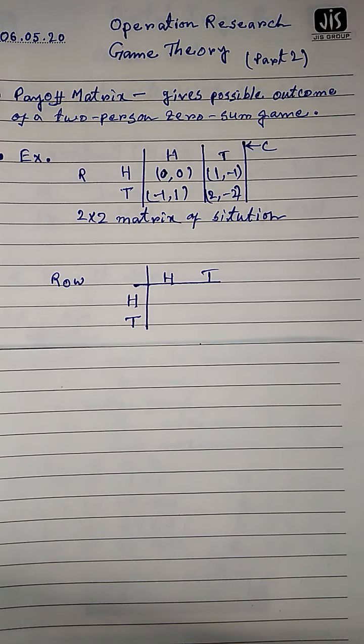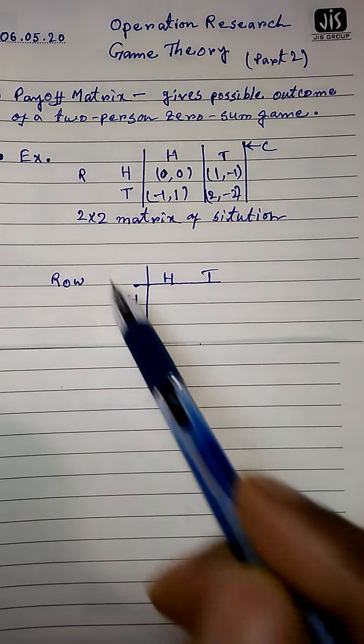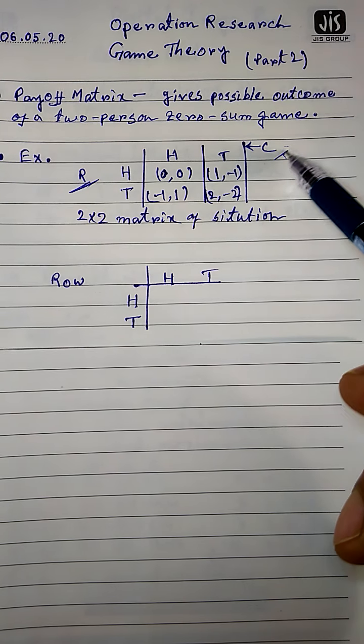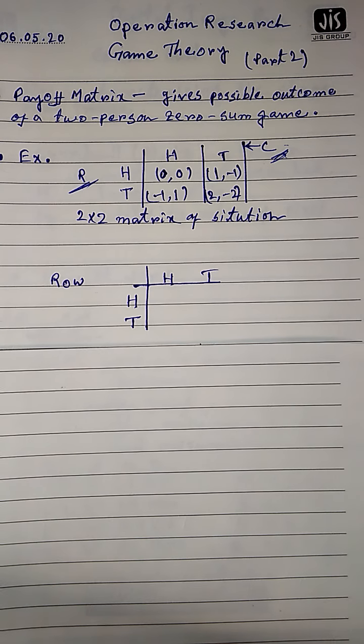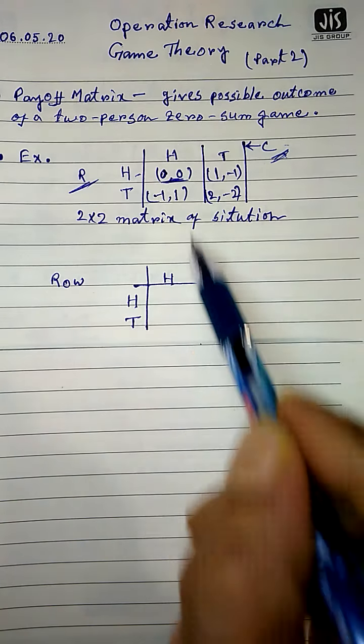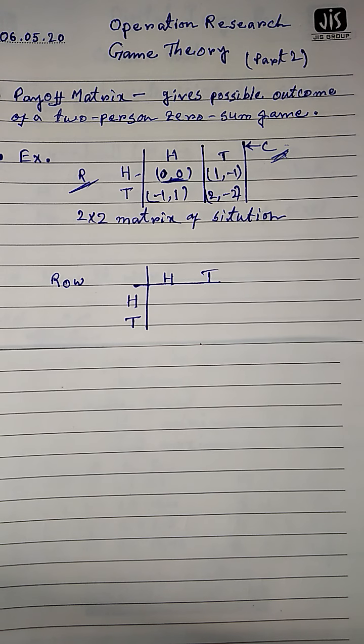Now I will explain it clearly with the coin matching game. Suppose there is a person R and another person C playing a game, each one has a coin. They both show a side of their coin simultaneously. If both show heads, no money will be exchanged.